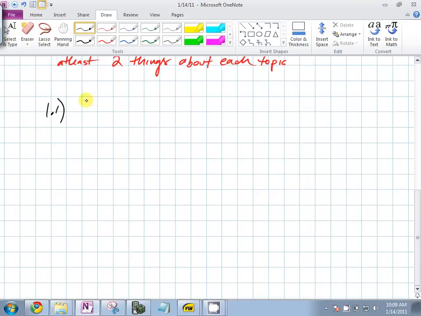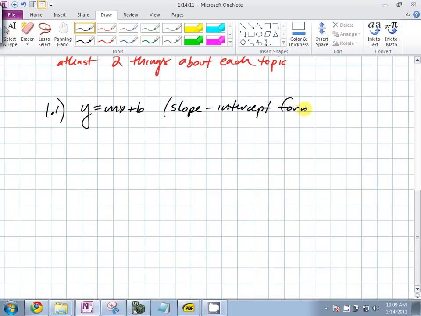That's a noun, yeah? Sure. Y equals mx plus b. What is that called? Something form. Slope, what? Intercept form. Sure. So that's something you already knew.